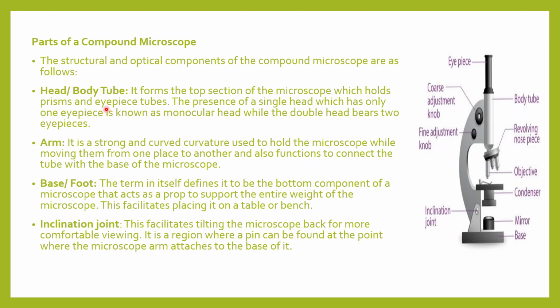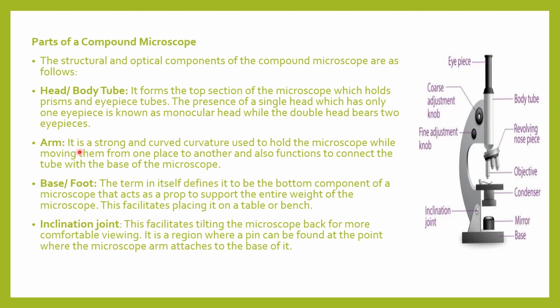The first one is the head or body tube. It forms the top section of the microscope which holds the prisms and eyepiece tubes. The presence of a single head which has only one eyepiece is known as a monocular head, while the double head bears two eyepieces. So this is the body tube, and here you can see the eyepiece. The eyepiece is nothing but a lens. In this microscope there is only one eyepiece, so you call this a monocular head. Whereas in some other microscopes there will be two eyepieces. I'll show you that picture in the next slide.